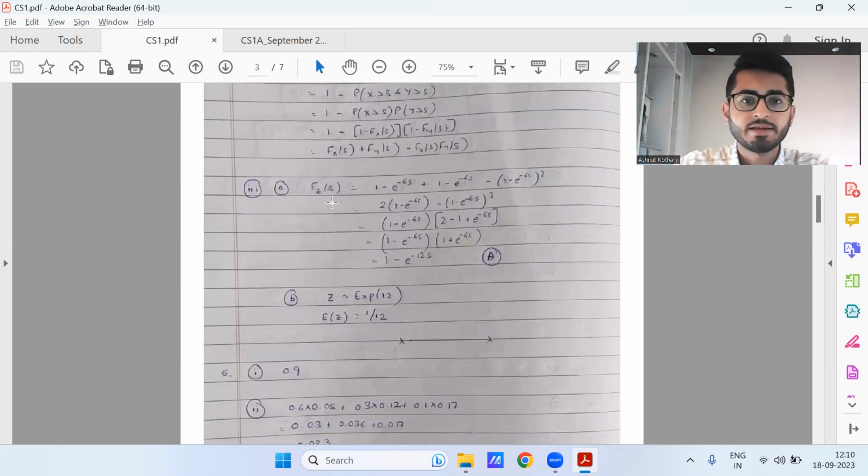Then part 3a, we were getting the CDF of z to be 1 minus e to the power minus 12s, which is nothing but the form of an exponential distribution with parameter 12. That is what we've done in part 3b.